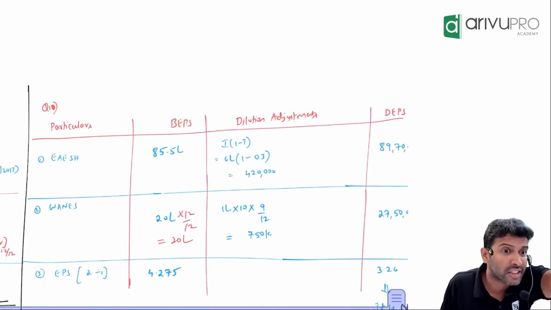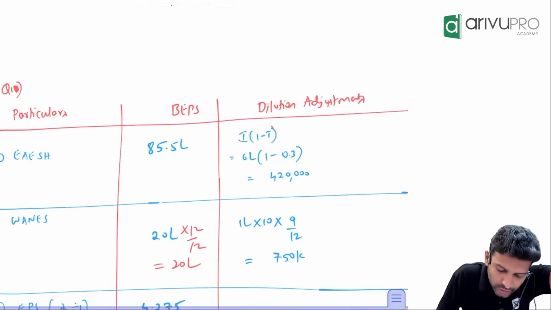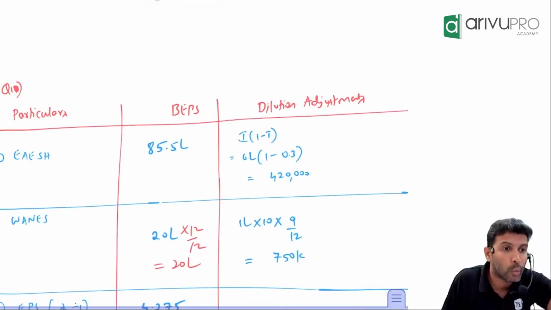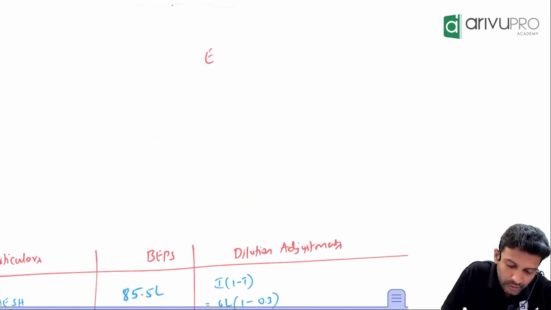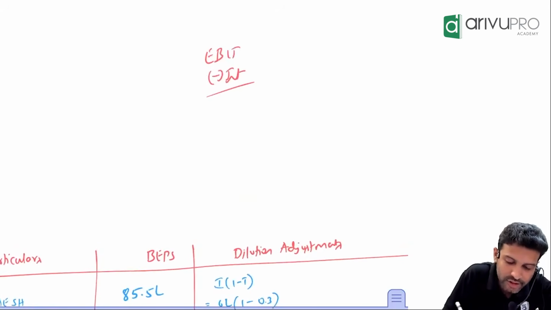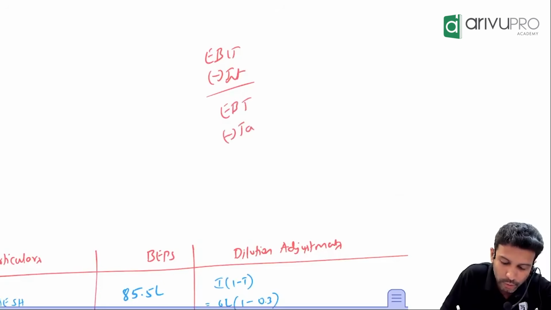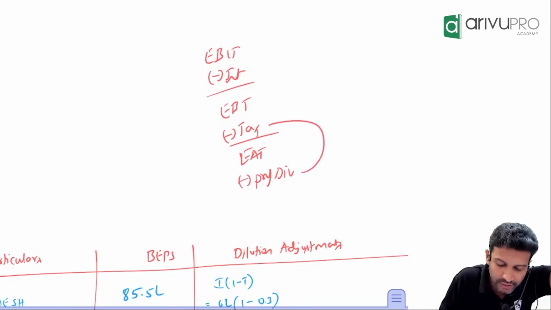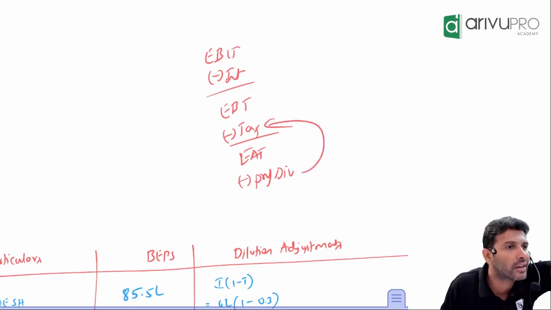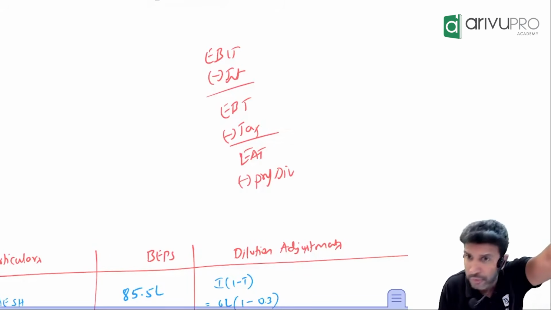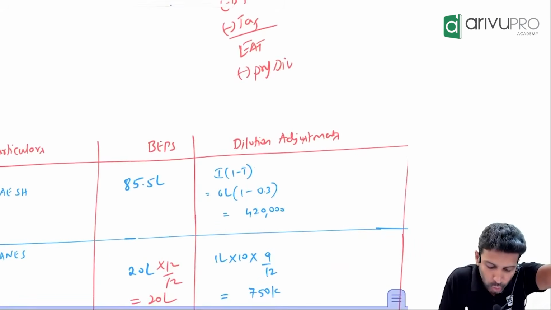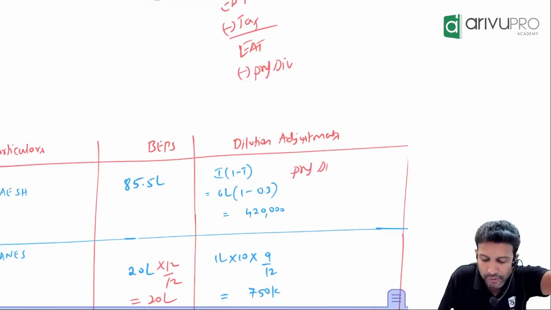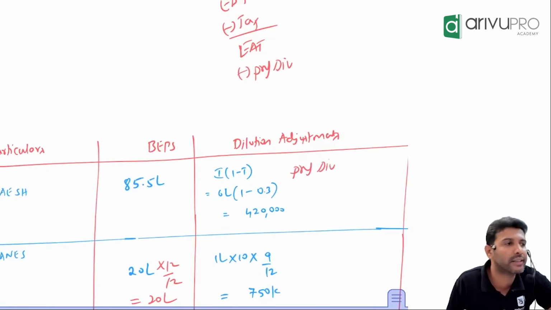Instead of convertible debentures, if it is convertible preference shares, what will happen? Sir, interest is an expense. Due to that expense, tax will get impacted. When will you pay preference dividend? What is the order? From EBIT, if you reduce interest, you will get earnings before tax. From this, if you reduce tax, you will get earnings after tax. Then only you will pay preference dividend. That means tax is already paid. Will preference dividend have any impact on tax? No impact. So if convertible preference shares are given in the problem, will you do interest into 1 minus tax rate or only preference dividend? Only preference dividend will be the dilution adjustment.